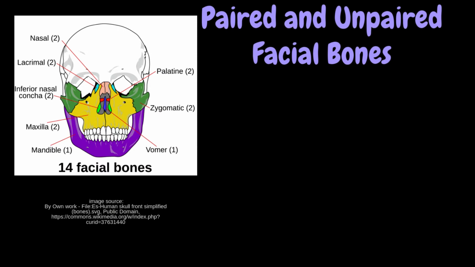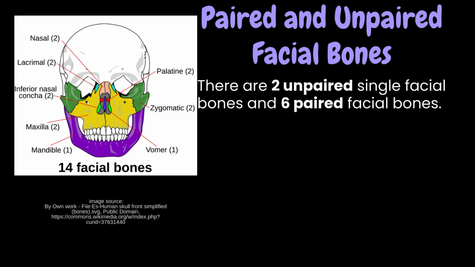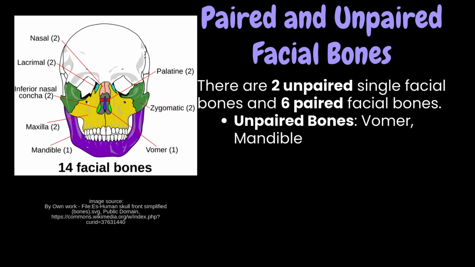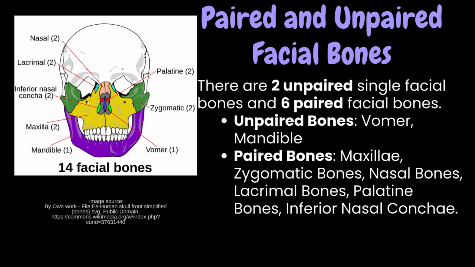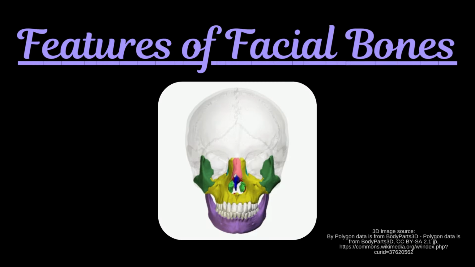What are paired and unpaired facial bones? There are 2 unpaired, single facial bones, and 6 paired facial bones. These unpaired bones are Vomer and Mandible. These paired bones are Maxilla, Zygomatic Bones, Nasal Bones, Lacrimal Bones, Palatine Bones, and Inferior Nasal Concha. Now we will discuss the features of each of these facial bones.